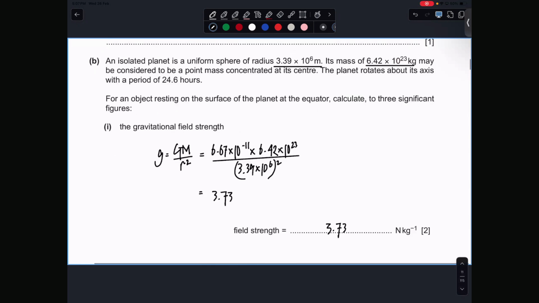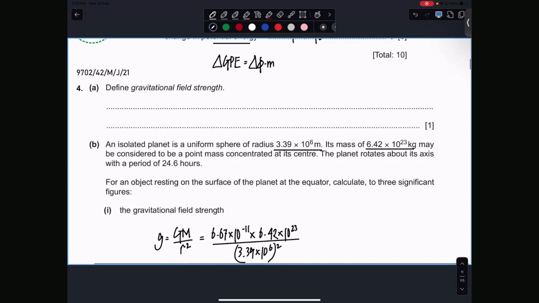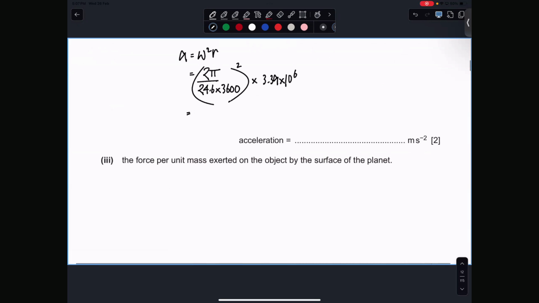Omega হচ্ছে time period of 24.6 hours, right? So omega is 2 pi by 24.6 into 10 to the power 3600, square, into radius. Radius is how much? 3.39 into 10 to the power 6. So the calculator should answer. How much is it? 0.017 meter per second square.